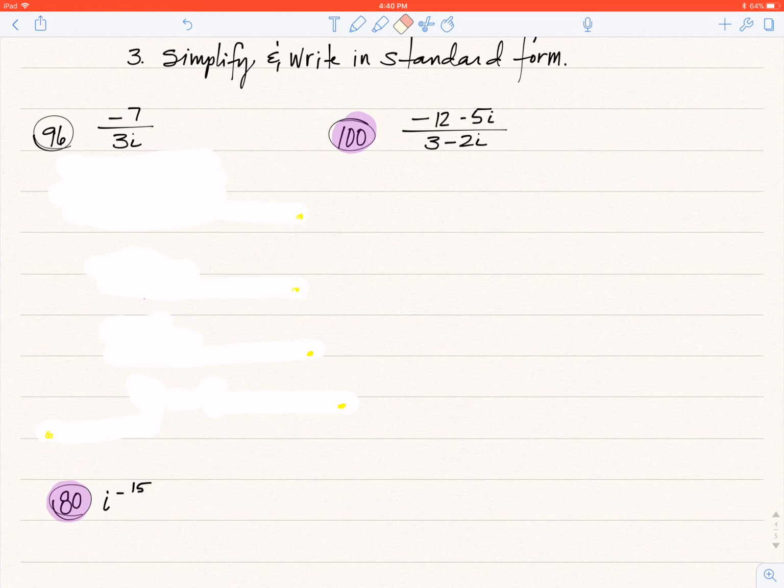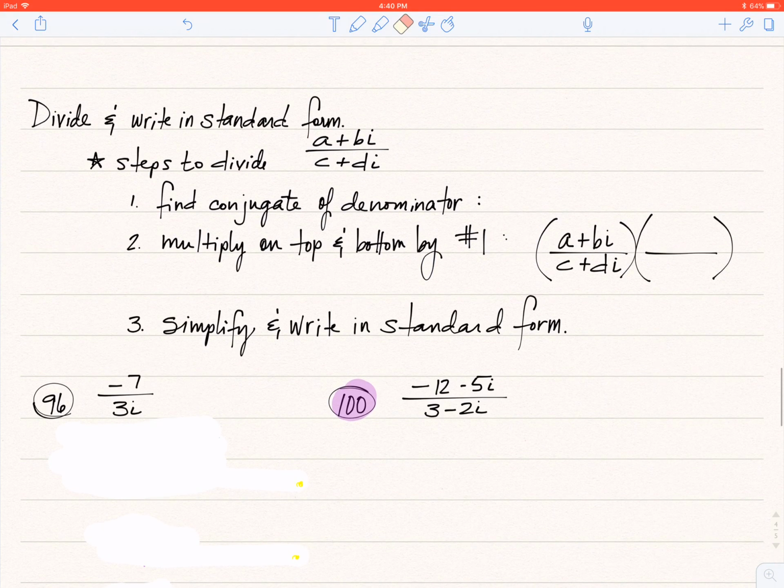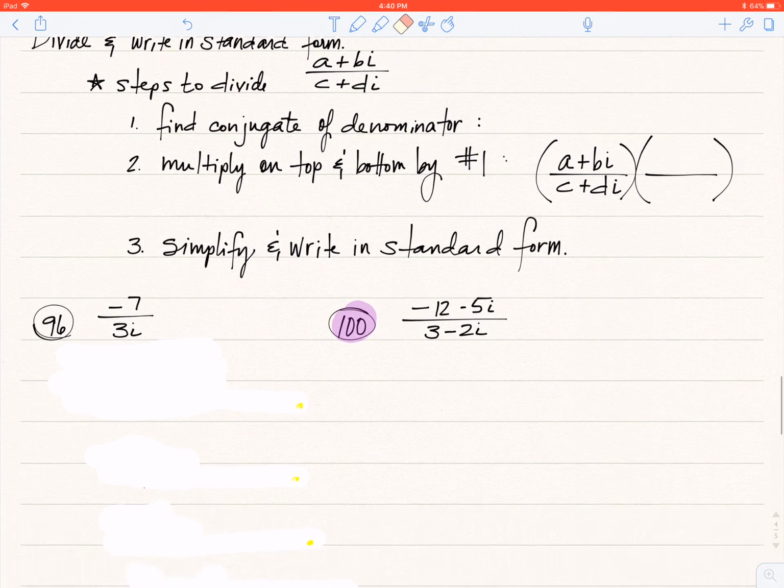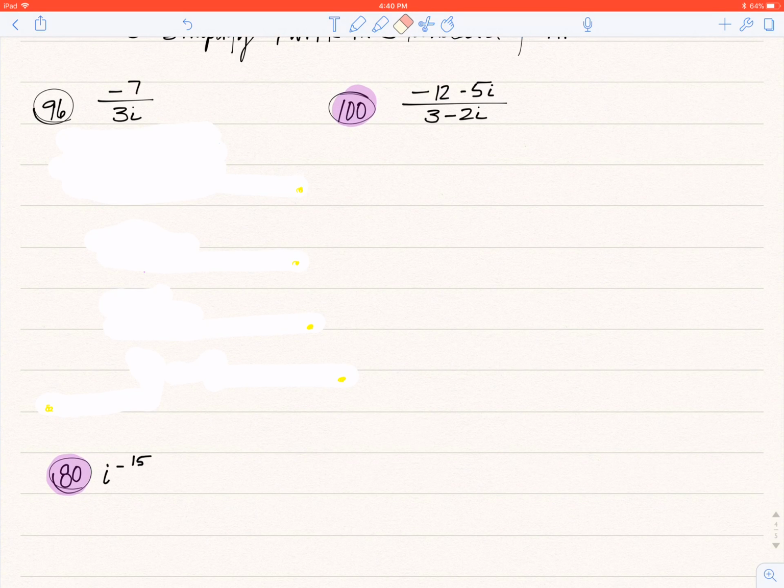Now let's come down to division. I walked you through division in class, so let's take a look at number 96. First thing that I want to do is figure out what is the conjugate of the denominator. And for this, remember I'm using these how-to steps that I taught you in class. So what's the conjugate of the denominator? Well, the conjugate is going to be a negative 3i.